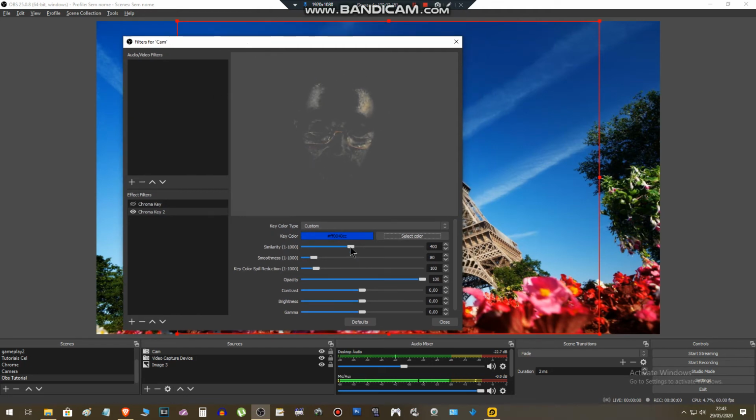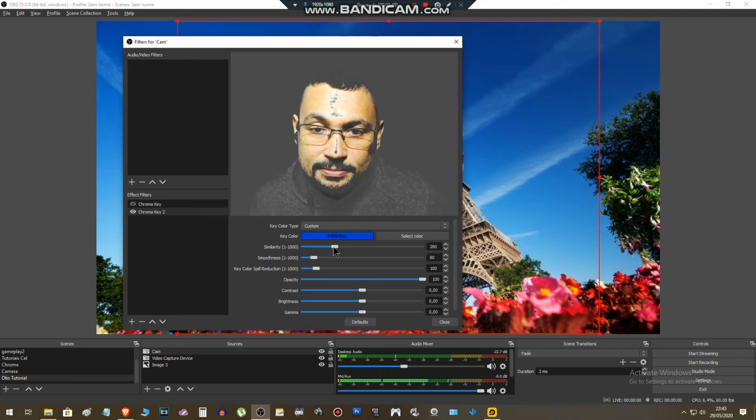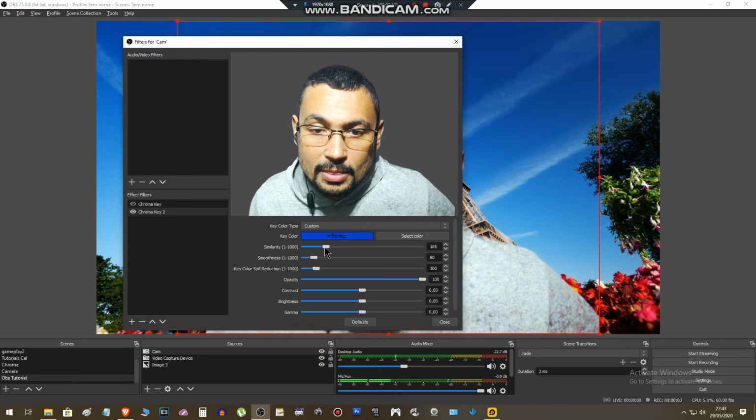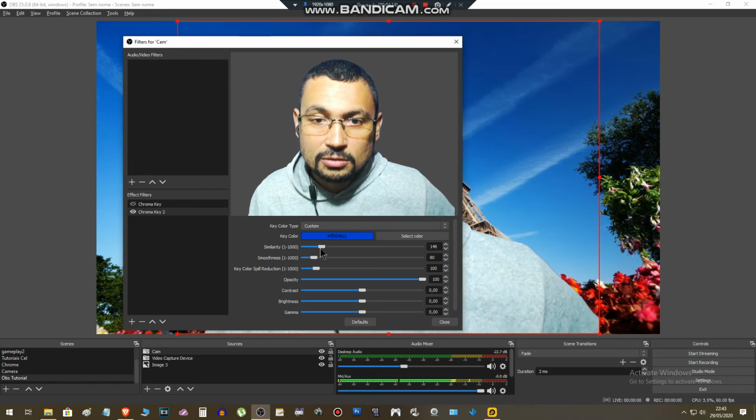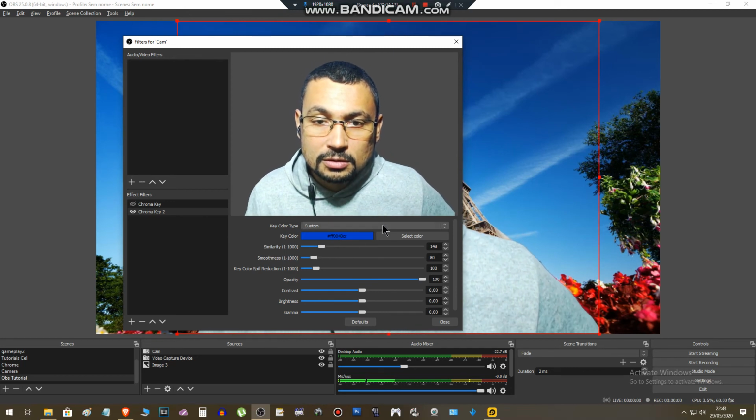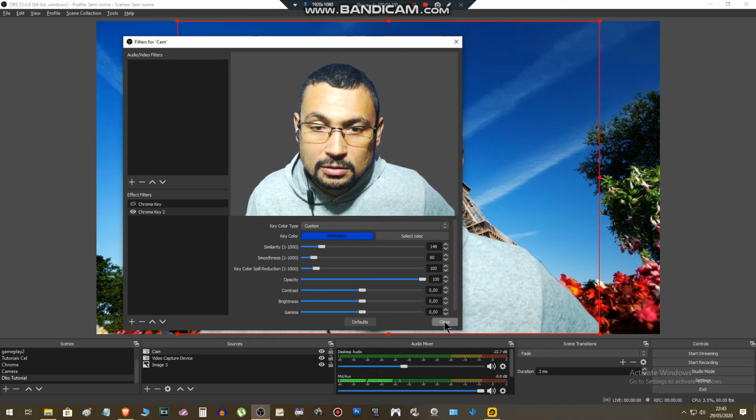Here in similarity, decrease. Push to the right or to the left. Okay, when the shadows begins appears, it's almost good. Okay, good. Let's close.